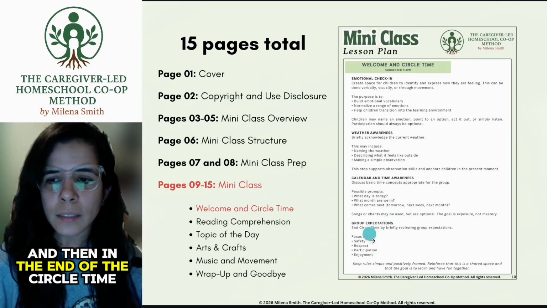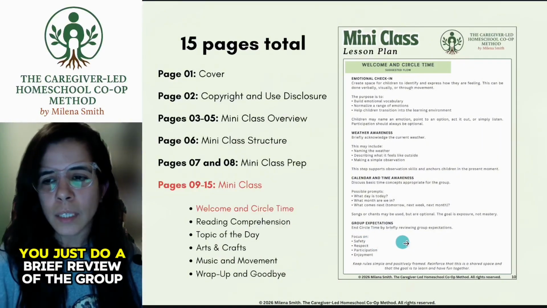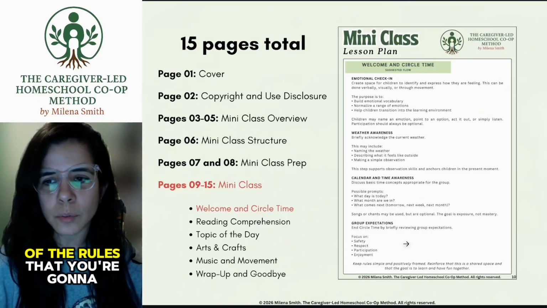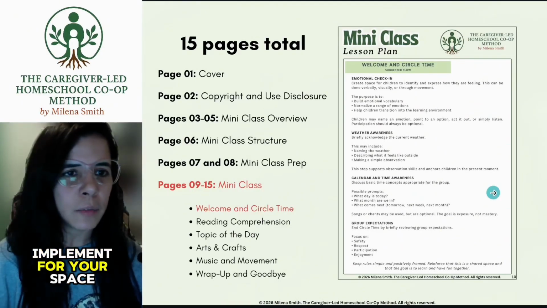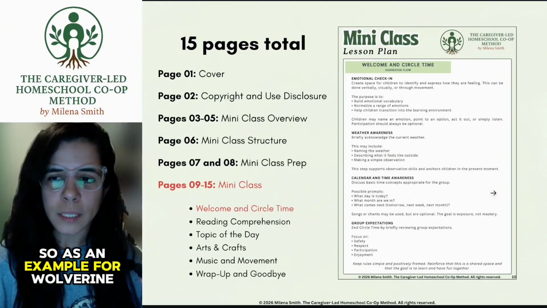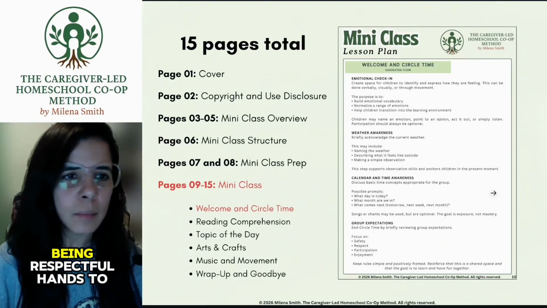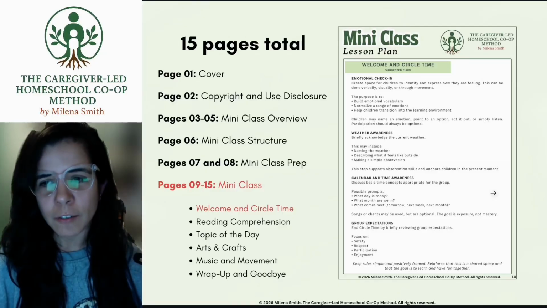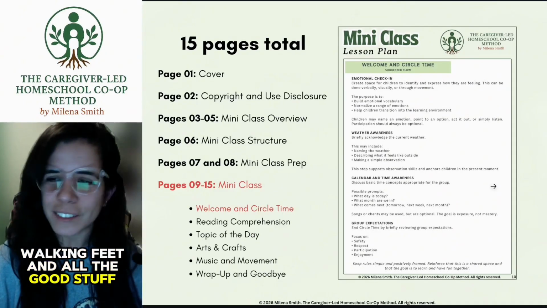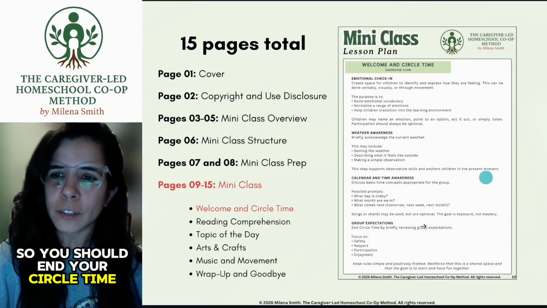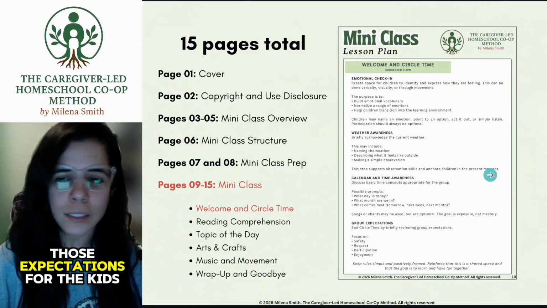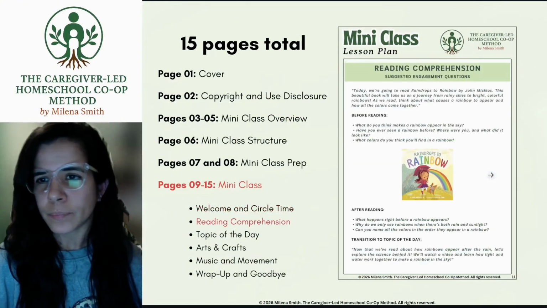And then at the end of the circle time, you just do a brief review of the group expectations, the rules that you're going to implement for your space. As an example, for Wolverine Wonders, we have safety rules on not climbing on the furniture, being respectful, hands to yourself, walking feet, and all that good stuff. So you should end your circle time with those expectations for the kids.